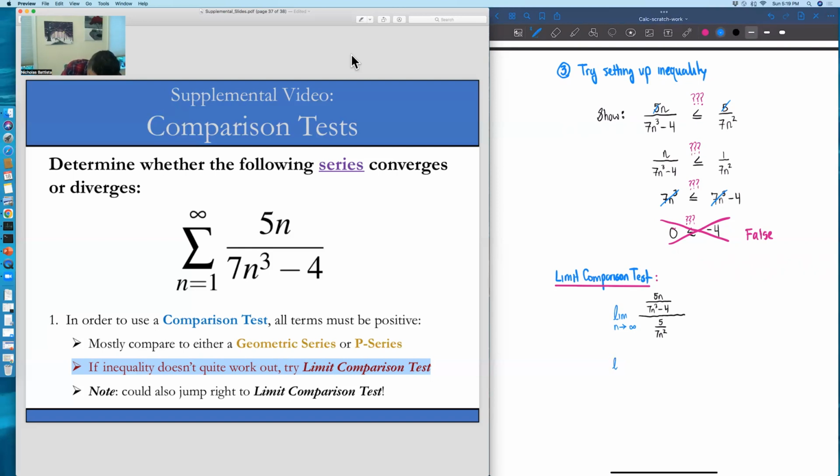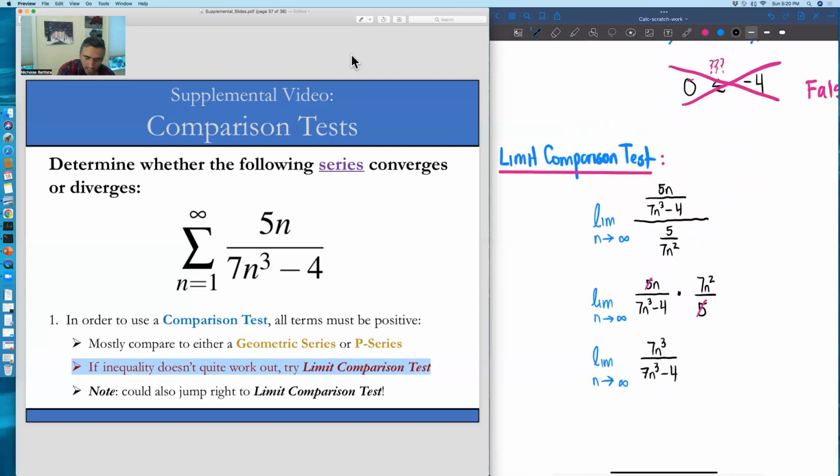All right, before we get ahead of ourselves, we're dividing by a fraction. So what we can do is reciprocate that fraction and multiply it on. So we have 5n all over 7n cubed minus 4, our original series function. And now we can multiply by the reciprocal of that denominator fraction, 7n squared all over 5. And we can see a little bit of cancellation happens. The 5s cancel out. We can do a little bit of algebra here. We have the limit now as n goes to infinity of 7n cubed all over 7n cubed minus 4.